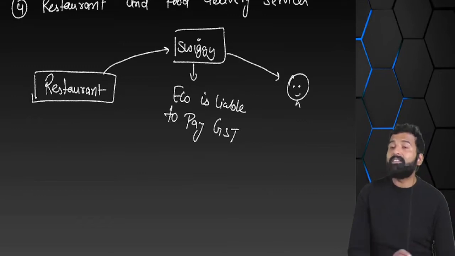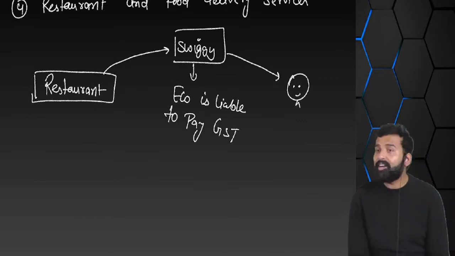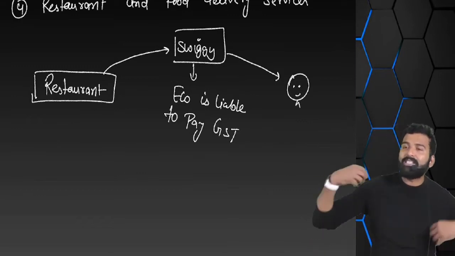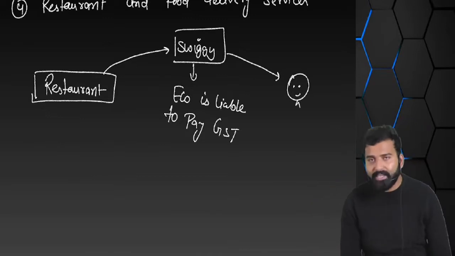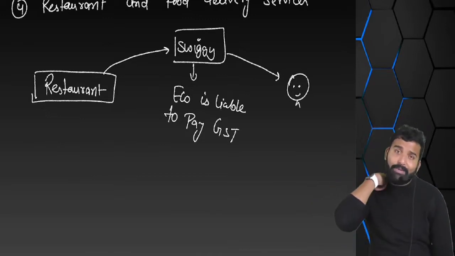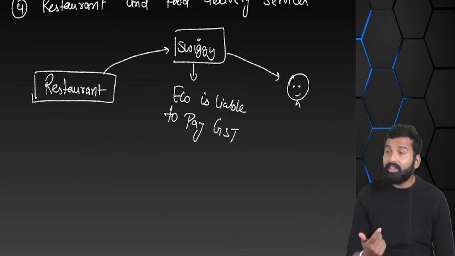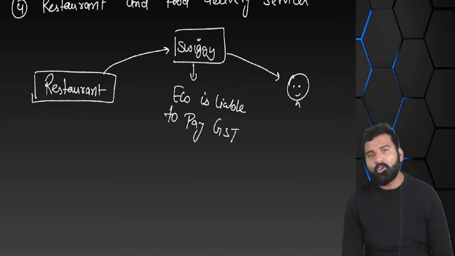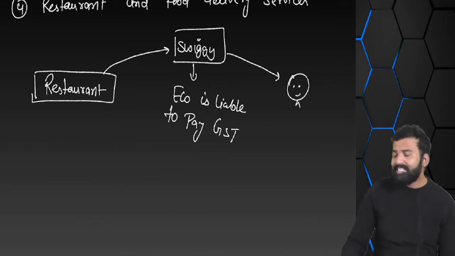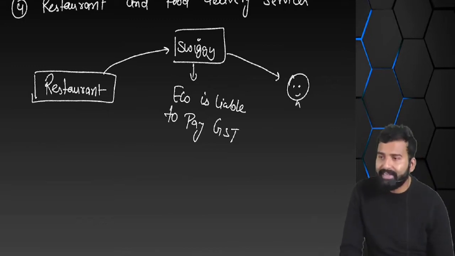And then we have also covered restaurant and food delivery services. A person is supplying services through Zomato, Swiggy. The restaurant owner is not liable to pay GST on that supply. Swiggy is liable to pay GST, and there is no if. So of course, Swiggy will be paying GST in each and every case where there is online sales, when there is food delivery sales.